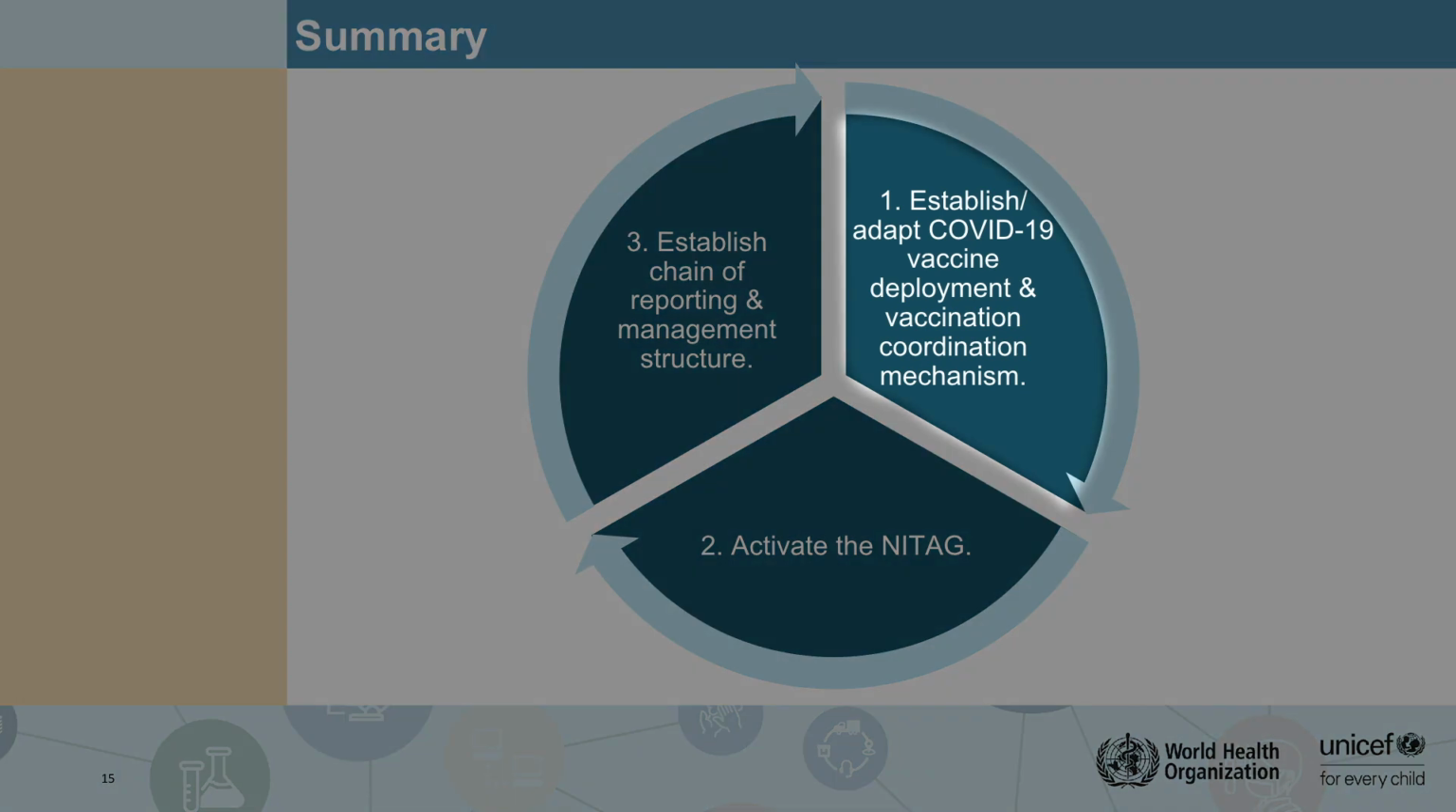Countries should: 1. Establish or adapt a COVID-19 vaccine deployment and vaccination coordination mechanism. 2. Activate the NITAG. 3. Establish a chain of reporting and management structure.